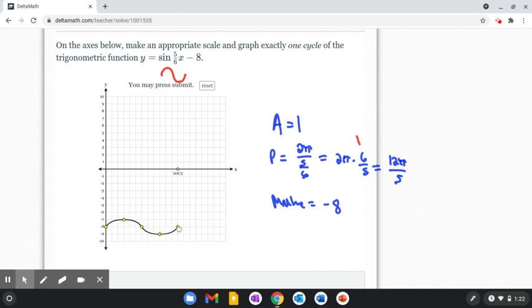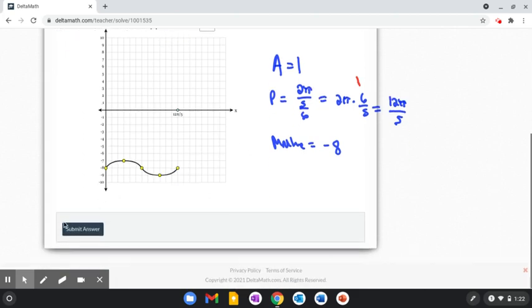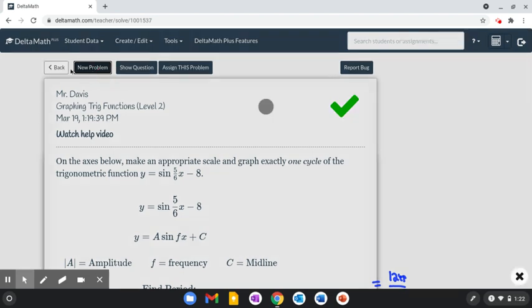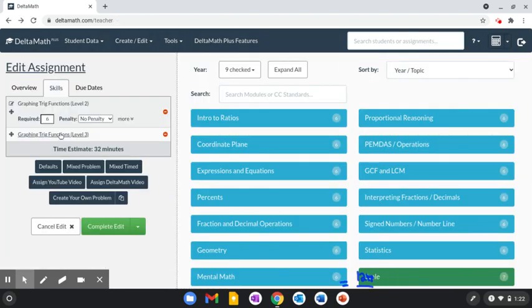All right. So everything looks good. Shifted it down 8. Amplitude of 1. Period is 12 pi over 5. So we should be good to go there. All right. Now there is one other section here.